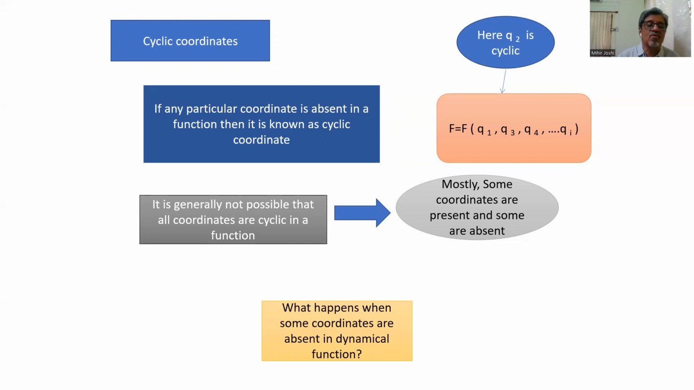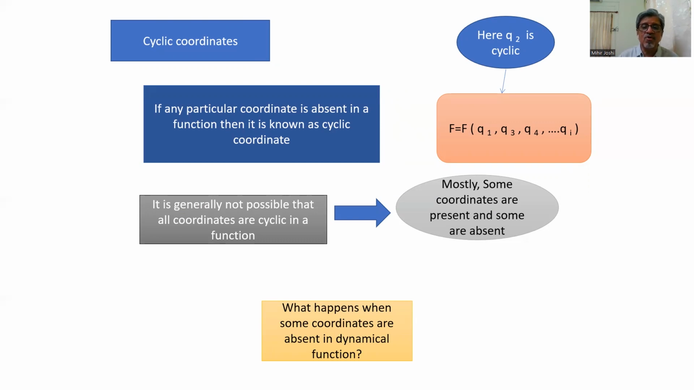So let us go back to our classroom example where all students are absent. It is not possible. If the classroom is off, meaning the classes are off, meaning the college or school is not working, then all students are absent. But when the school or college is functioning, all students being absent is not possible. So mostly some students are present, some students are absent. Similarly, mostly some coordinates are present and some coordinates are absent.